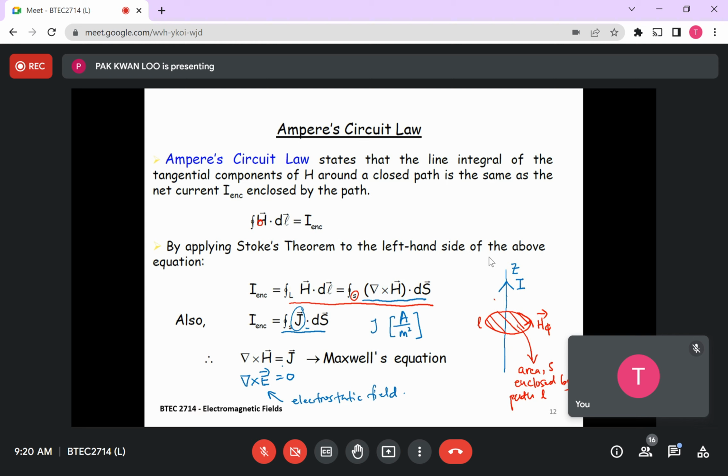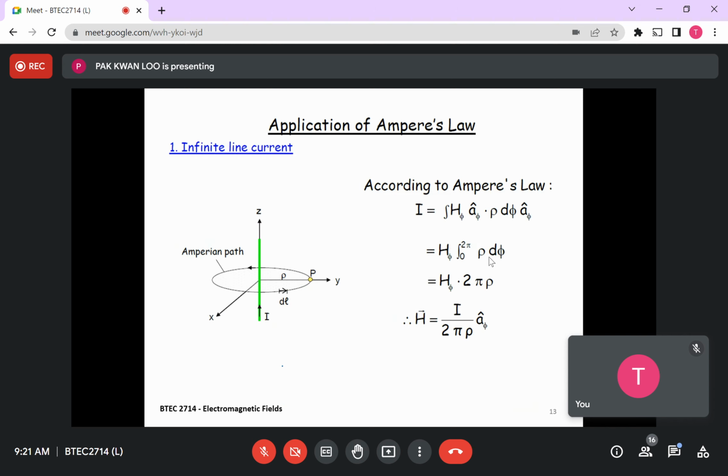So now we have the Maxwell equation for the magnetostatic field. The curl of H, the curl of the magnetic field, is equivalent to the current density. So if we are given a magnetic field and we want to find the current density inside the medium, we can perform the curl of the magnetic field, and therefore we can determine the current density in that medium. Okay, so application of Ampere's law.